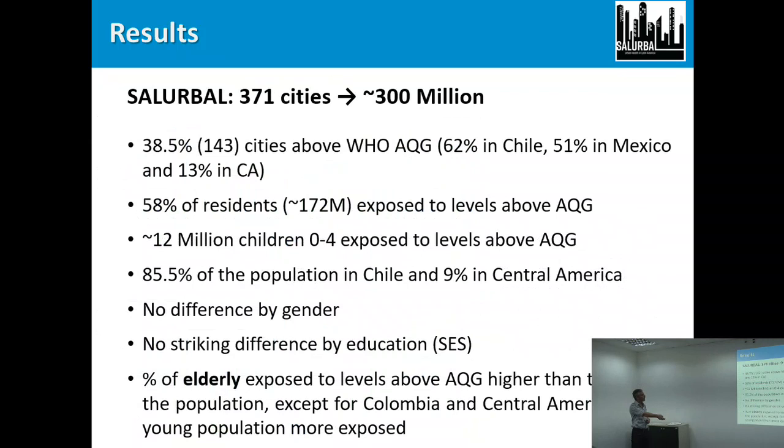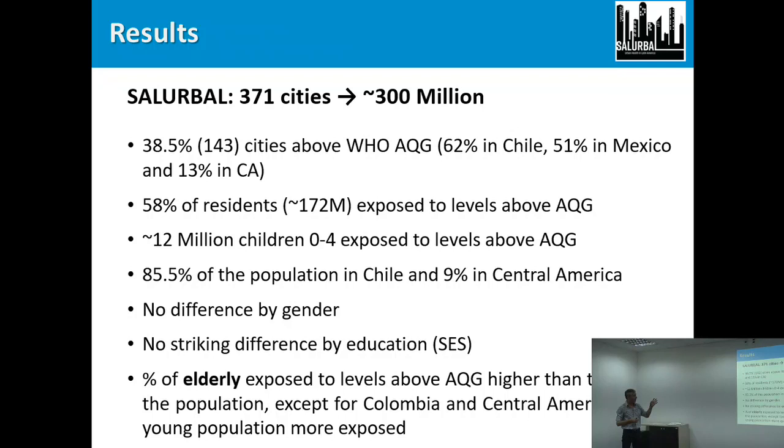In summary, these 371 cities in 11 countries that we are analyzing cover about 300 million people in Latin America. And I have to remember that in Latin America, there are a bit over 600 million, so this study, covering 11 countries, covers about half of Latin America. Nearly 40%, 38%, of the cities are above the guidelines, with quite huge differences among the countries. This means about 170 million of these 300 million, 172, are exposed to levels which are above the air quality guideline.